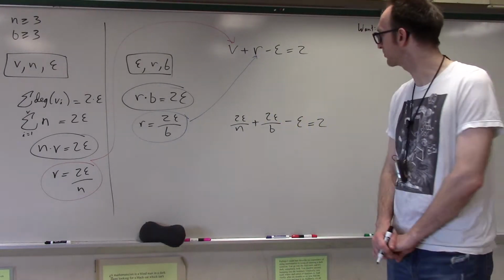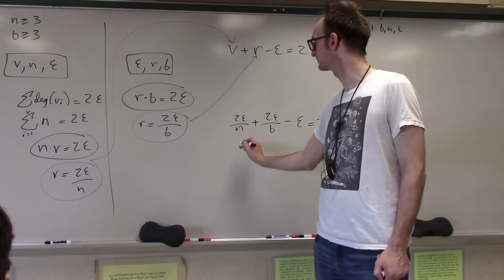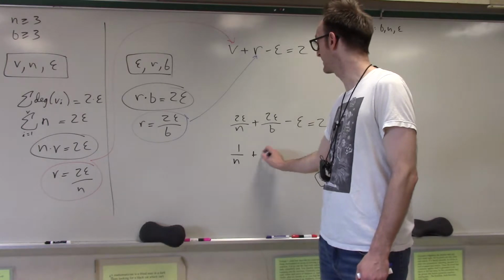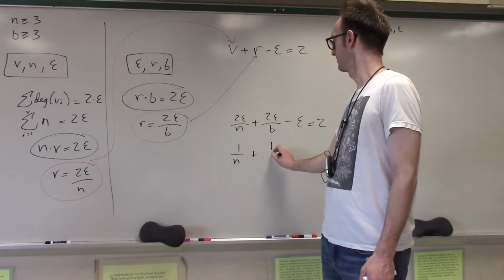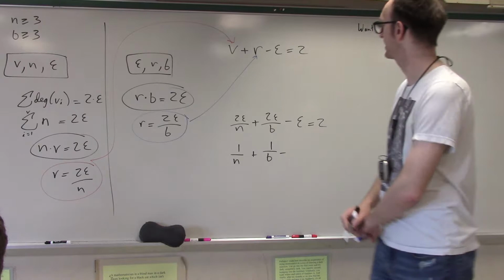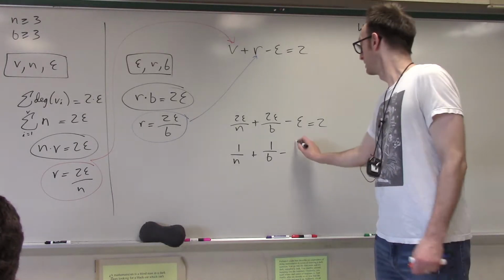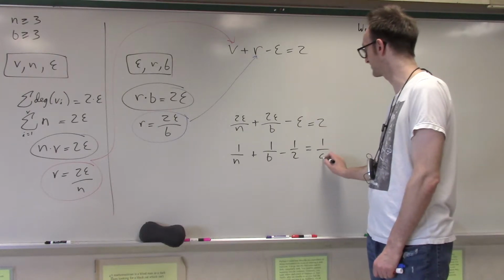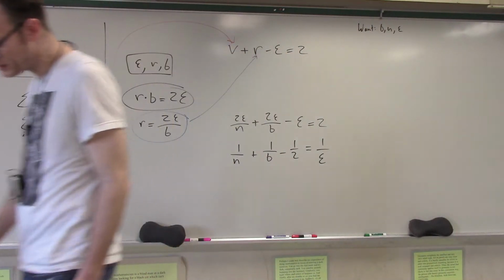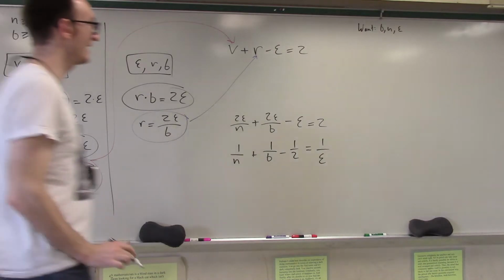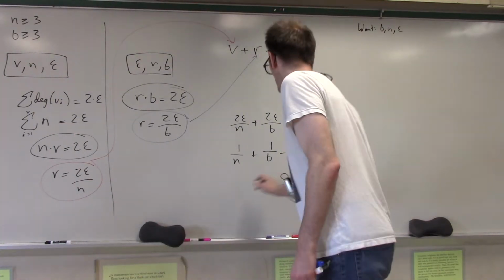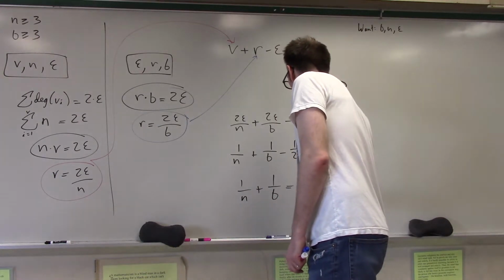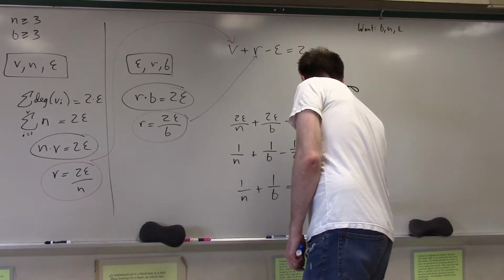If you do that, it gets pretty, right? Because this becomes 1 over n. This becomes 1 over b. This becomes, and this becomes 1 over epsilon. All right. So, and actually, I'll add 1/2 to both sides, and then I'll kind of pause here.